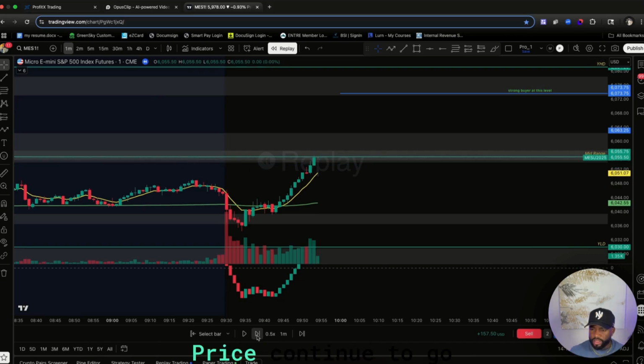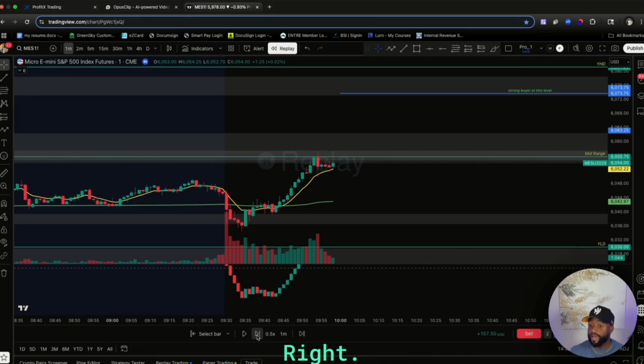All right, price continued to go higher. Then we had that reaction at the mid-range, right? We have a pullback, right? This looks to me like some sort of a pullback, right? And this was quantum leap, right?